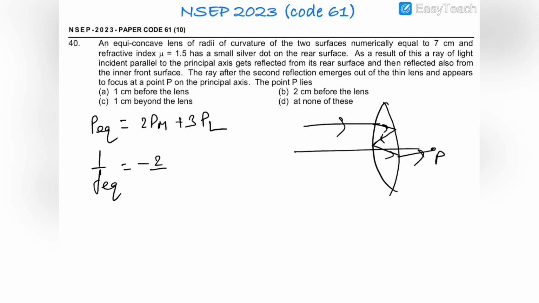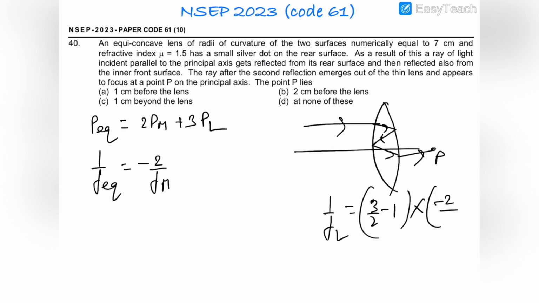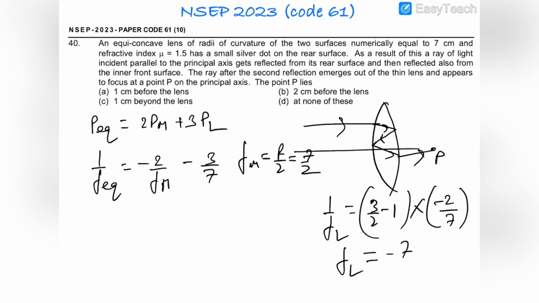So this is minus 2 by fm, and the power of this lens is 1 by fl. 1 by fl is (3 by 2 minus 1) into (minus 2 by r), and r is 7. So fl is equal to minus 7, so this is minus 3 by 7. And fm is equal to r by 2. So r is 7, so this is 7 by 2. So 1 by f equivalent will be equal to 4 minus 4 by 7 minus 3 by 7. So this is minus 1. So f equivalent is also minus 1.